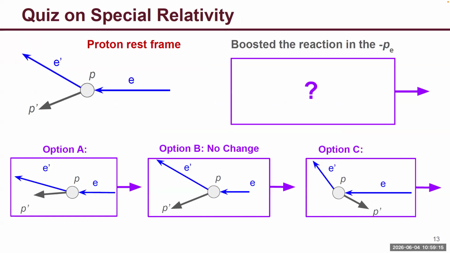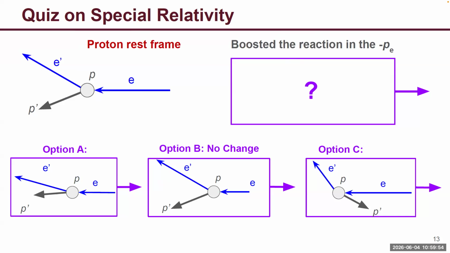Quiz on the special relativity. So if I have an electron here coming into a proton target, imagine we have an elastic scattering where the electron scatters off and then the proton is nudged or recoiled in this direction. This is the proton rest frame. And if I give a boost, this is almost what we have at JLab, right? And if we have a Lorentz boost in the direction of the negative electron momentum, which is in this direction here, which one of these options is correct?